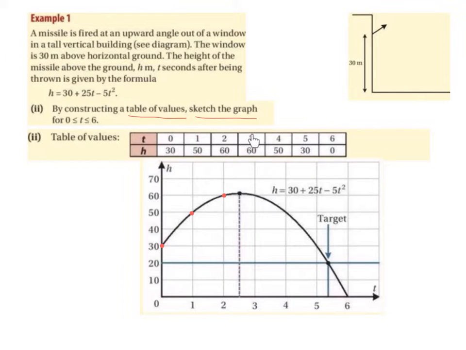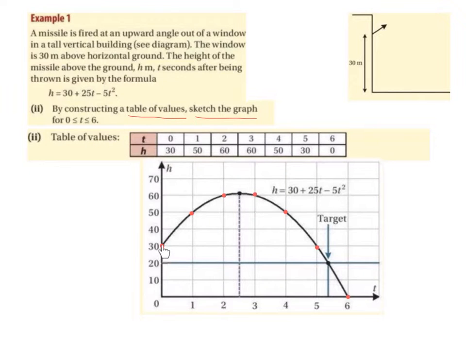Then we go to (3, 60), so 3 on the x-axis, 60 on the y-axis, and we plot our point. Then we go to (4, 50), so 4 on the x-axis, 50 on the y-axis, plot our point. Then (5, 30), so that is going to be right here. And then (6, 0) is going to be right here.